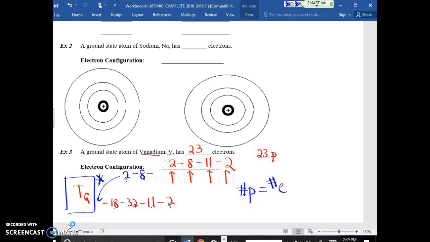Okay. In our next lesson, number 9, we'll talk about excited states, meaning that we'll start with the ground state, and we're going to add energy and see how that affects the electron configuration.